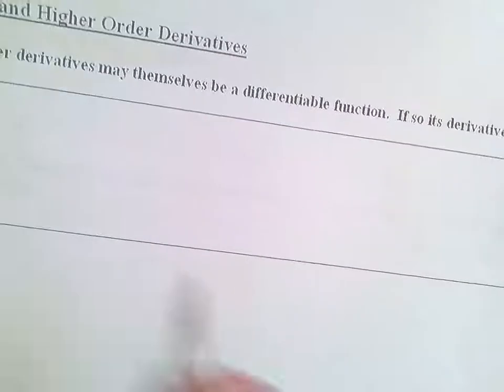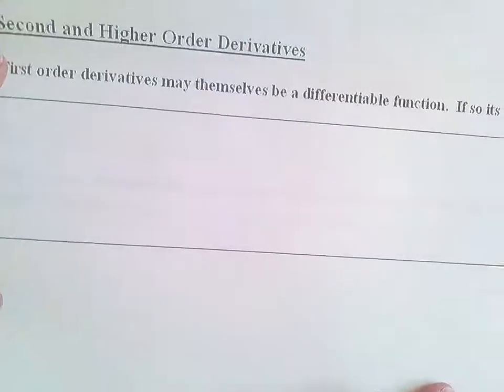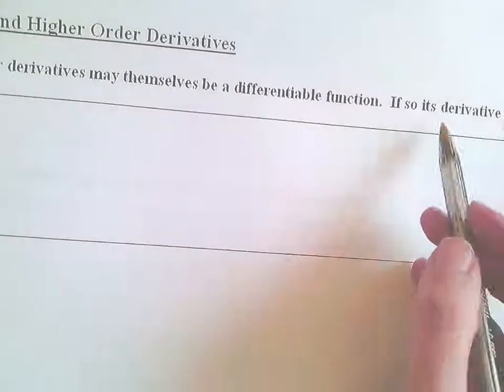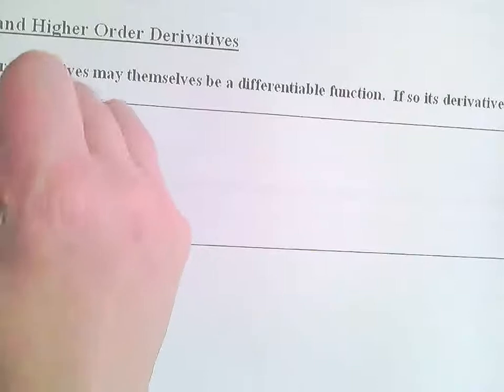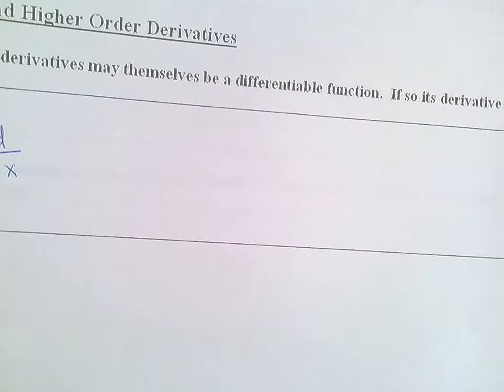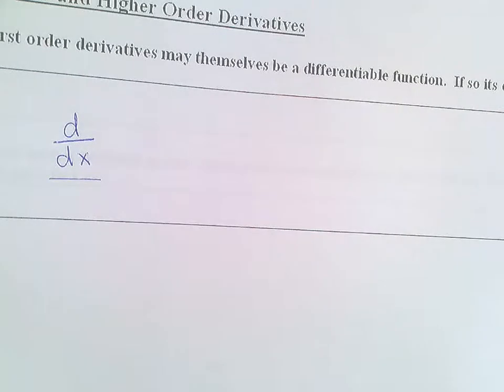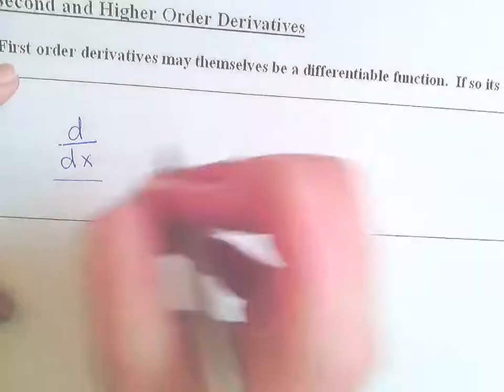Okay, I'm going to do this last part pretty quick, but we talked about how first order derivatives may themselves be a differentiable function. And if so, its derivative is d dx. Correct? And you guys know how to find derivatives of the first order. So all of this box is not super important. Okay, sorry for the long pause.